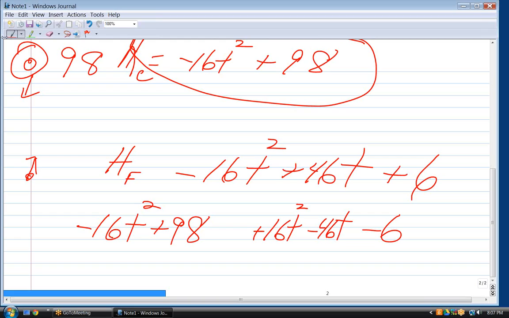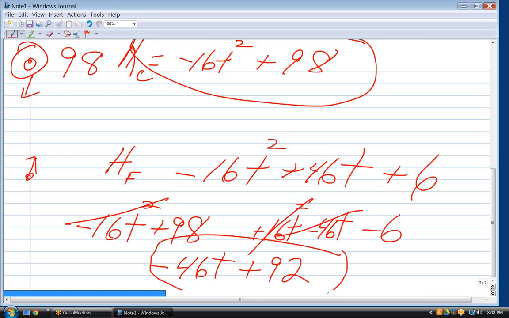How many t squareds do I have? You have 2. After I combine everything, how many t squareds do I have? 0. Okay, those cancel. How many t's do I have? Let's list that next. 1t. And that is minus 46t. Takes care of that term. How many total numbers do I have? 2, which is going to subtract to 92. Plus 92. There's your answer.